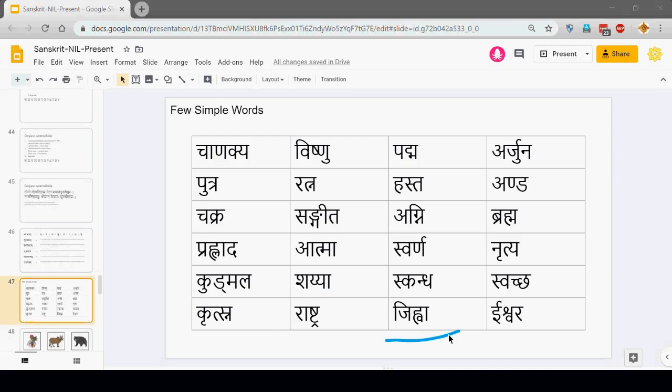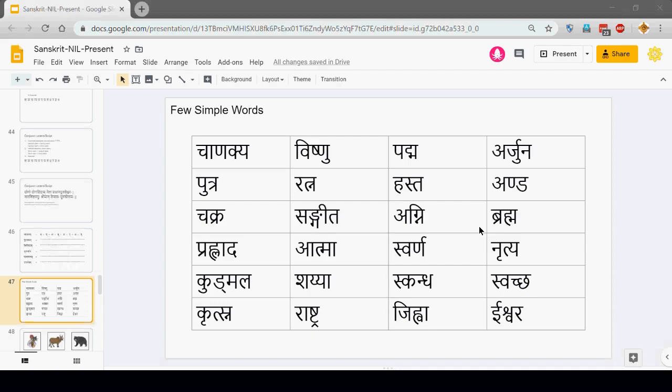Jihva. So jih, then the ha with a sudden stop, and then va. Jihva. Yeah, jihva is tongue.